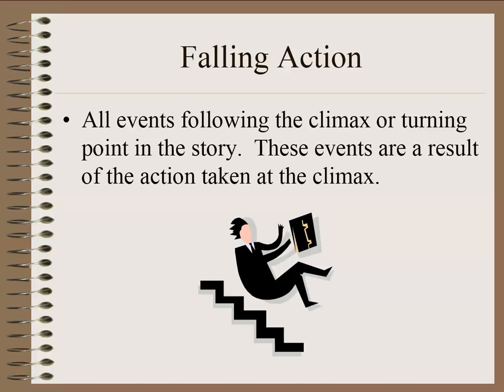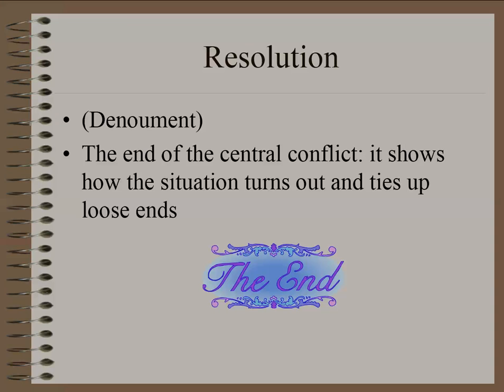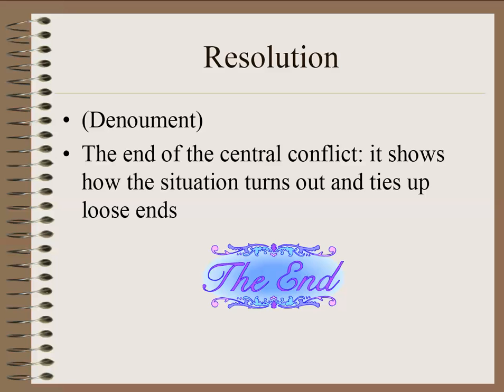Following action is all the events after the climax when things start to get wrapped up. And resolution is the end of the central conflict. It shows how the situation turns out and ties up any loose ends. And a denouement, like we said, is a revealing. Think Scooby-Doo. At the end of every Scooby-Doo, they rip the mask off the monster, and it's revealed to be Principal so-and-so. Well, that's a revealing or twist ending.